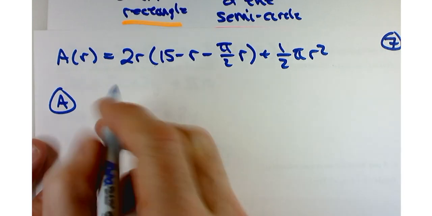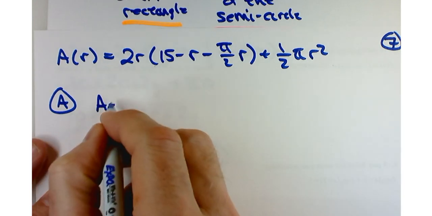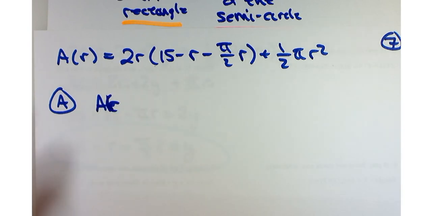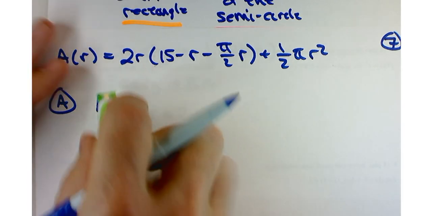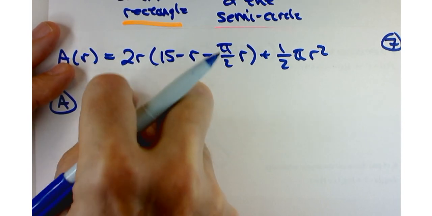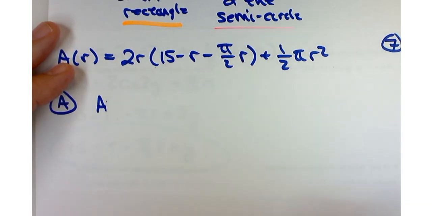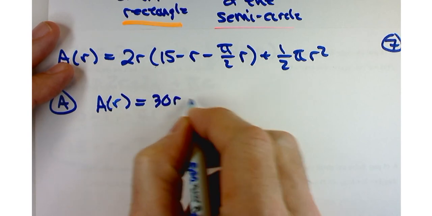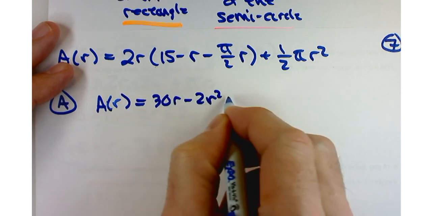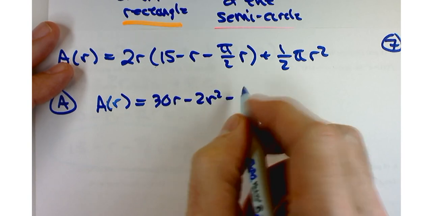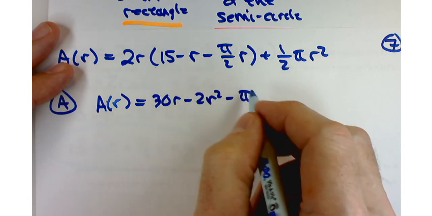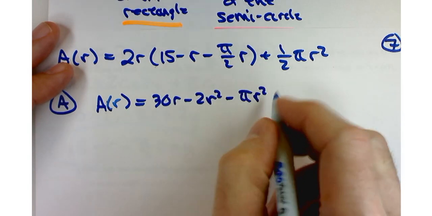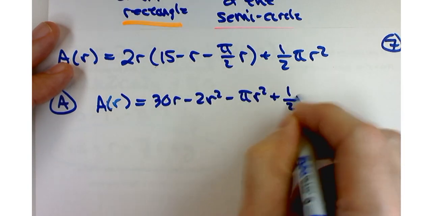It probably makes sense to me to distribute that 2. That'll make our work of finding the derivative a little bit easier. So A of r is going to be 30r minus 2r squared minus pi r squared, because that 2 and that 2 will cancel, plus 1/2 pi r squared.